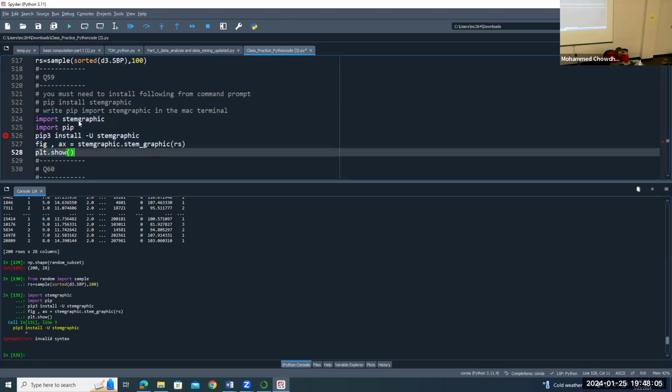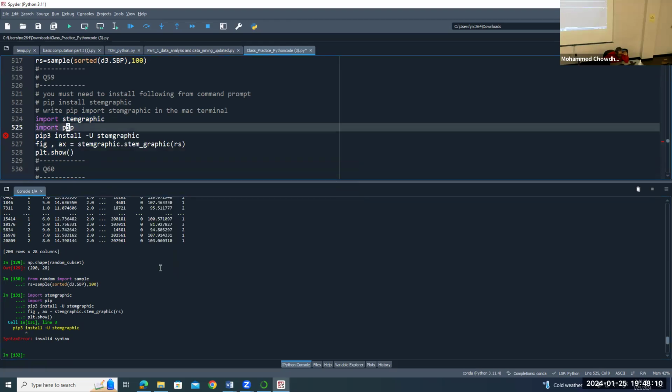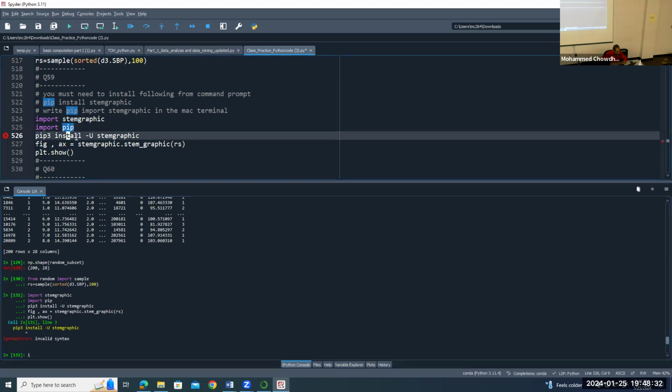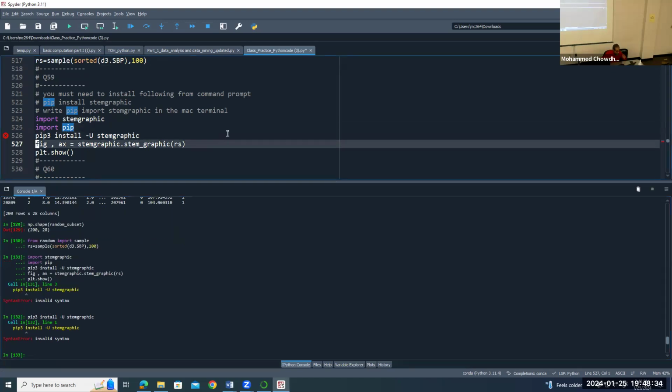Import. So, what did you say? Line number what? 5 to 6. It is not running. Okay, it is not running. So how can we do that? Can anyone of you help me?